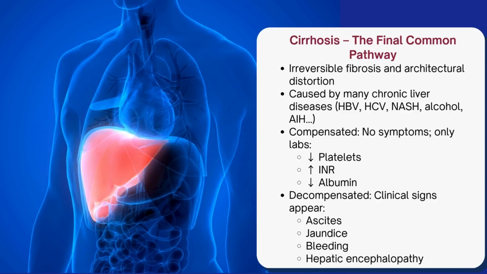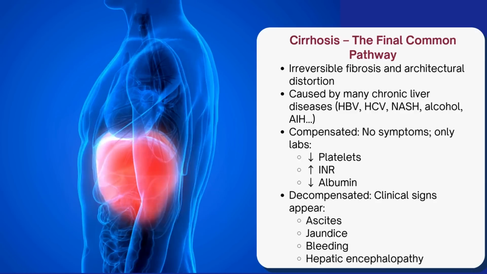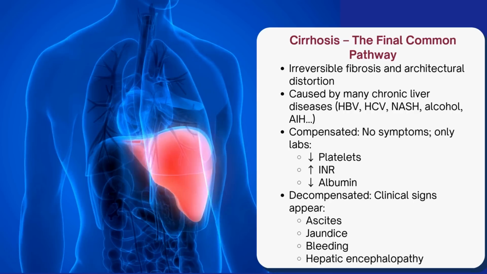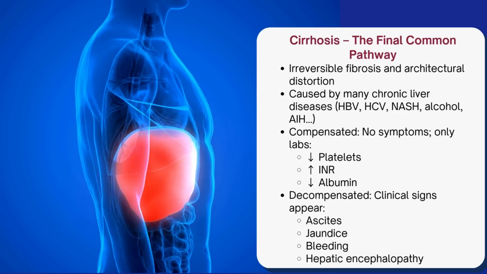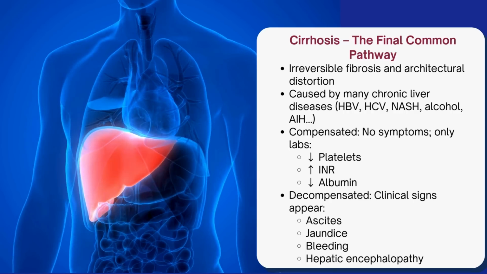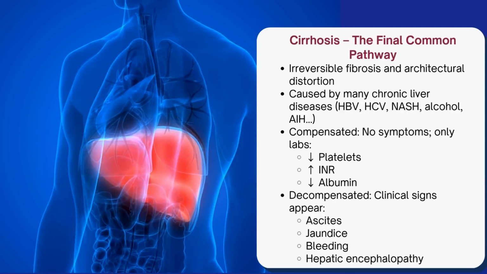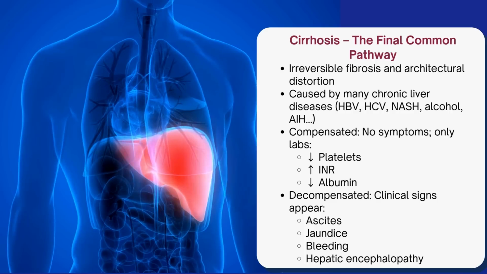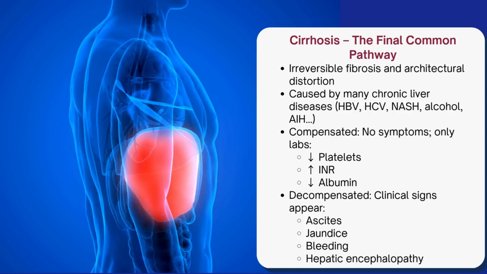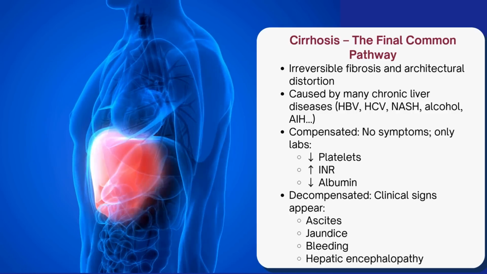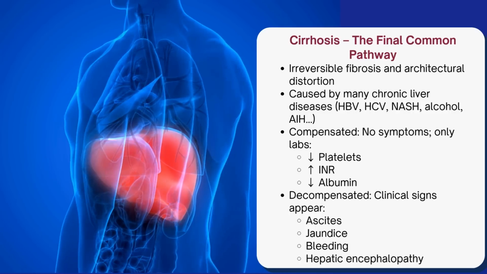Now let's talk about cirrhosis, the final common pathway for many liver diseases. It's marked by irreversible scarring and architectural distortion. Some people may have compensated cirrhosis, no symptoms, only lab abnormalities like low platelets, elevated INR, or low albumin. But once decompensation begins, ascites, jaundice, bleeding, the outlook worsens.